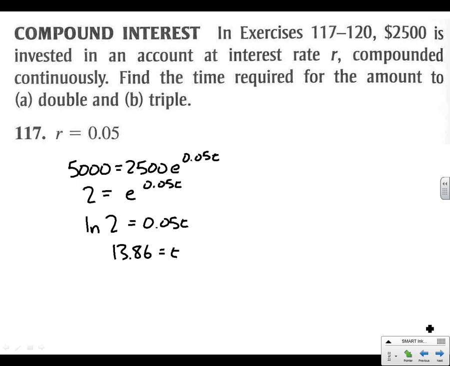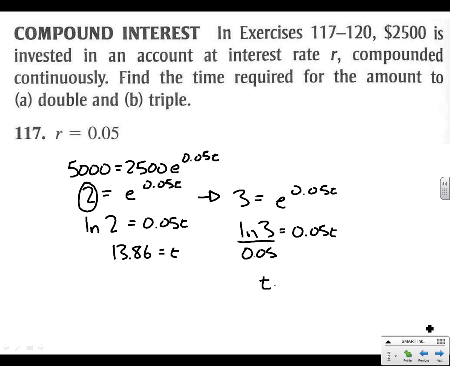All right, and so the same thing, I'm going to jump straight to this step. I want to triple my money. Here I'm doubling my money. If I'm tripling my money, it's going to be a 3. e to the 0.05t. And so we'll have natural log of 3 equals 0.05t. So plug in natural log of 3 and divide by 0.05. How long will it take us to triple our money? About 22 years, 21.97.